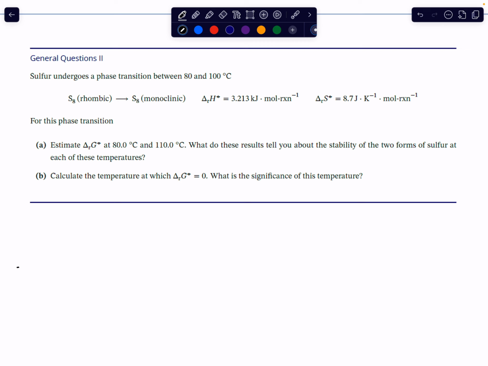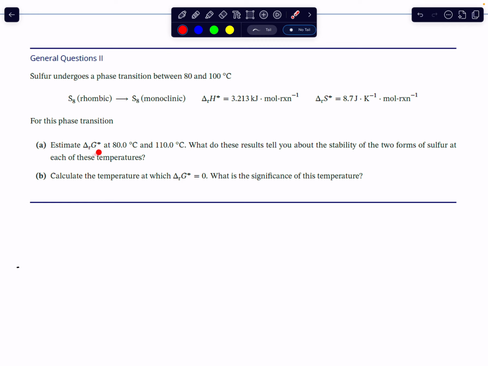So this is an example of that, where you have solid sulfur, S8, and it moves between two crystalline phases of itself, from its rhombic phase to its monoclinic phase. But for our purposes, all you have to see is sulfur going from one phase to sulfur in another phase, right? So it's a phase transition. And this phase transition has an associated enthalpy and an associated entropy, right? And then we're asked to do two things for this phase transition.